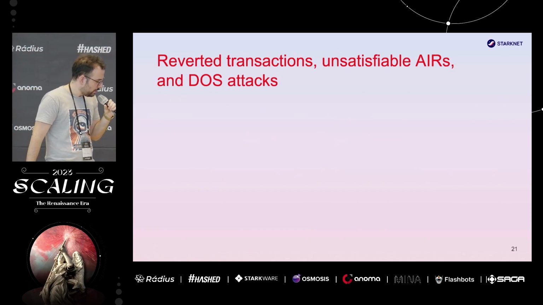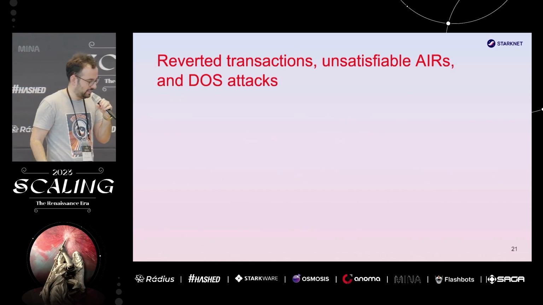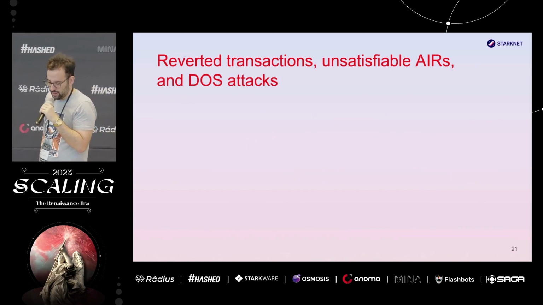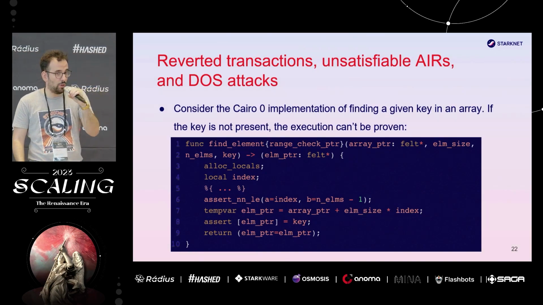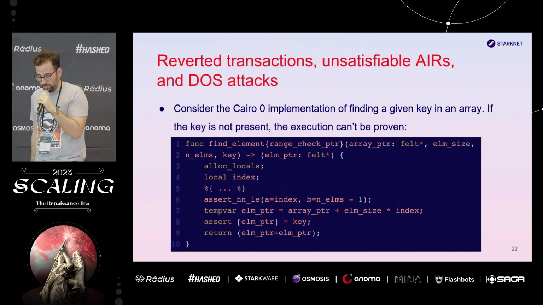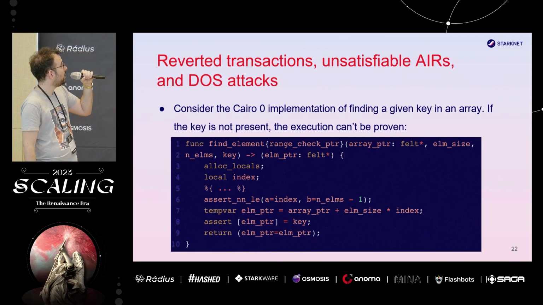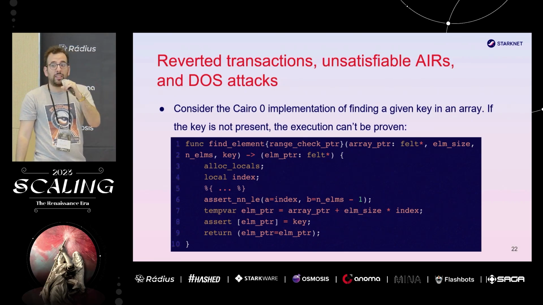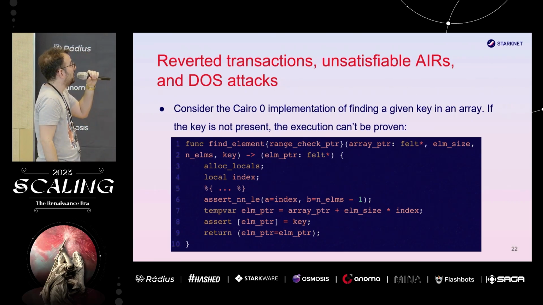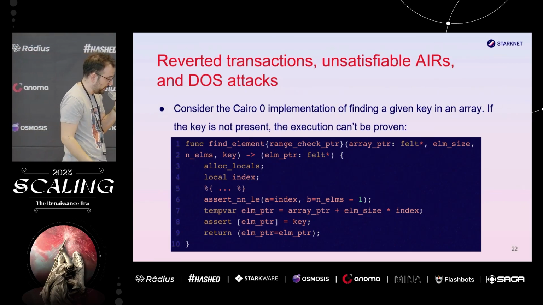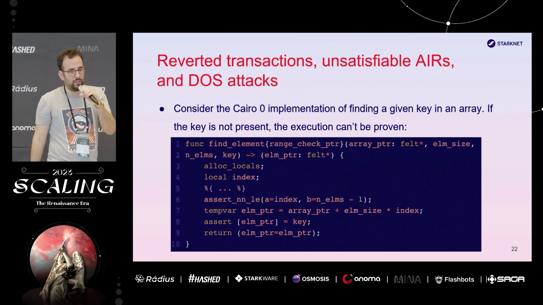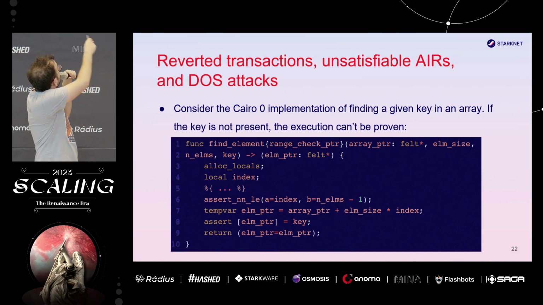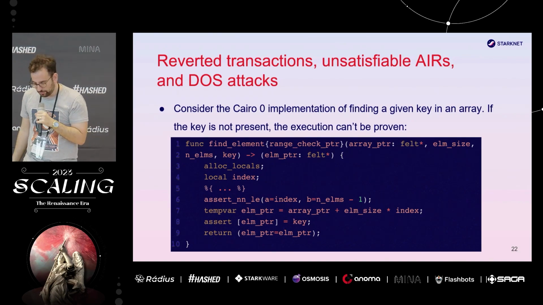Okay, so let's talk about denial of service attacks and how they're connected to unsatisfiable constraints. And we'll see here a more complex example of the division by 0 I've just mentioned. So this is Cairo 0 code for finding an element in an array. Basically, this function gets a pointer to an array, and it should return a pointer to the requested element in the array. So it gets a pointer to an array and the key to be found.